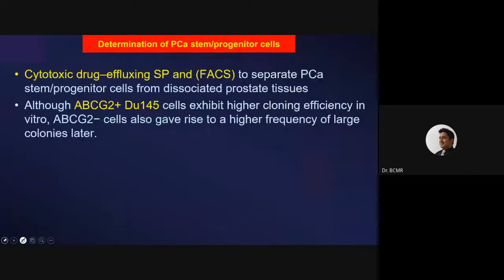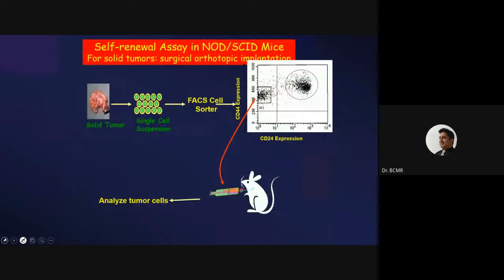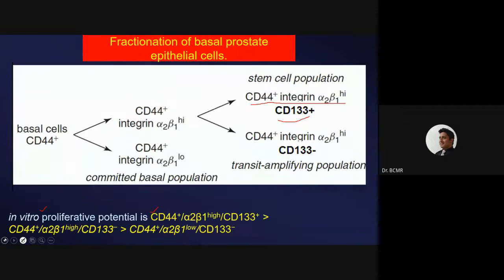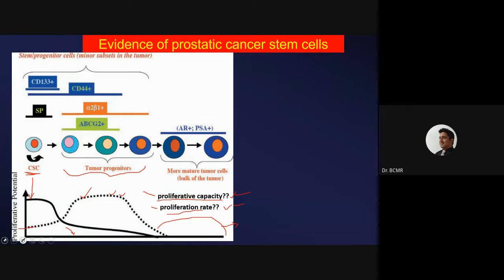And then we should, of course, know the ways to find out the cell surface markers or isolate the cancer stem cells. That's a general topic that we have discussed in the previous chapter. And then we have to know about the probable cell surface markers of prostate cancer stem cells. That would be CD44 plus, alpha 2 beta 1 high, and CD133 plus. And you should know about proliferative capacity and proliferation rate as the terms, but otherwise we discussed the concept many times before.